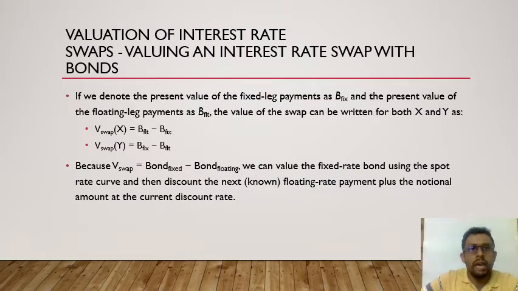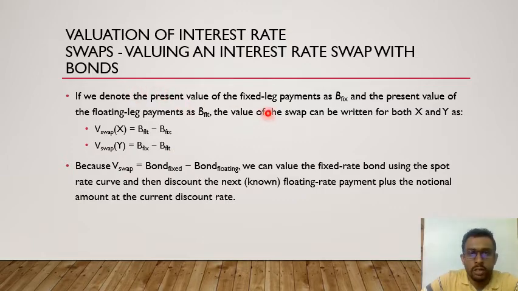So coming to valuation of interest rate swaps, valuing it using bonds. See, there are two methods of valuing interest rate swaps. One is using bonds and the other is using FRAs. Here we are going to learn how to use bonds to value an interest rate swap. Consider an interest rate swap agreement between company X and company Y, where company X receives floating rate and gives away fixed rate, and Y receives fixed rate and gives away floating rate.